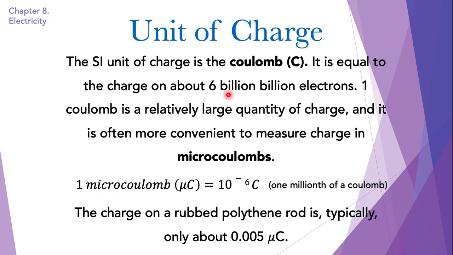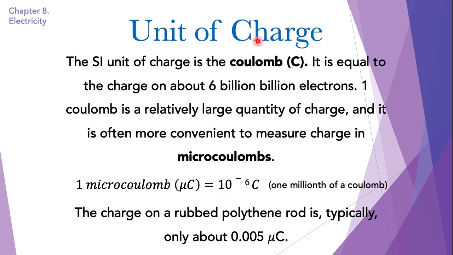So 1 coulomb is a very large quantity of charge, okay? So we mostly measure charge in microcoulombs. This is how we write microcoulombs: the mu sign with the capital C. So 1 microcoulomb is equal to 10 to the power of minus 6 coulombs, which means 1 millionth of a coulomb. So the charge on a rubbed polythene rod is typically only about 0.005 microcoulombs. So this is even less than 1 microcoulomb. So this is the unit of charge, coulombs.